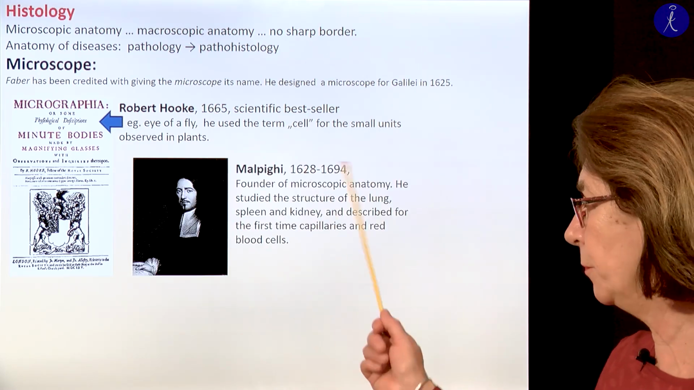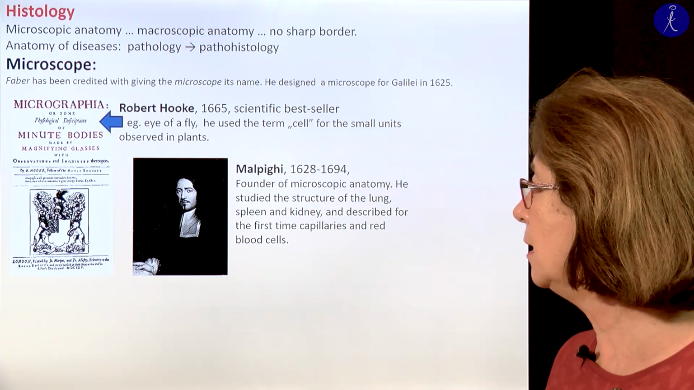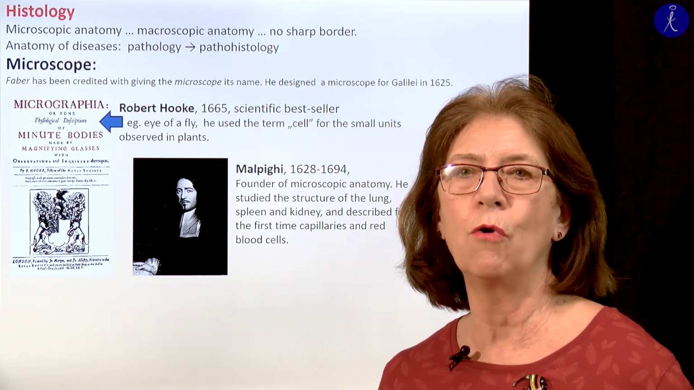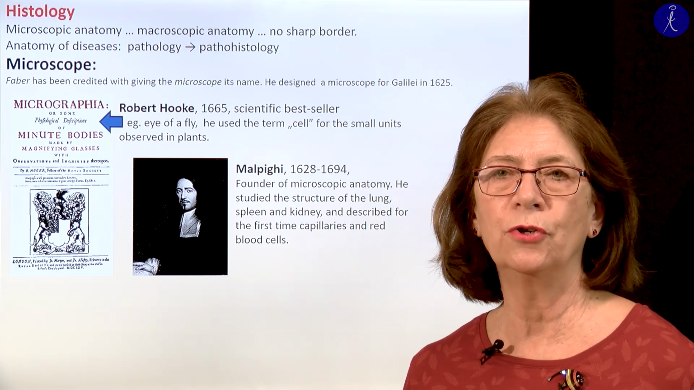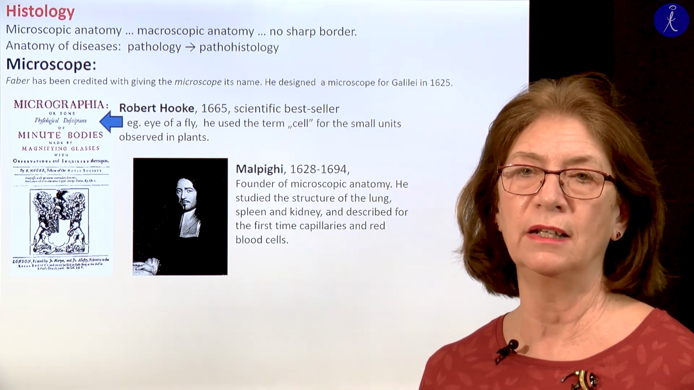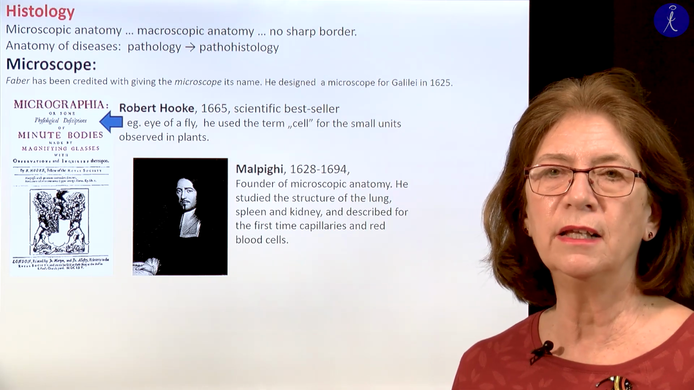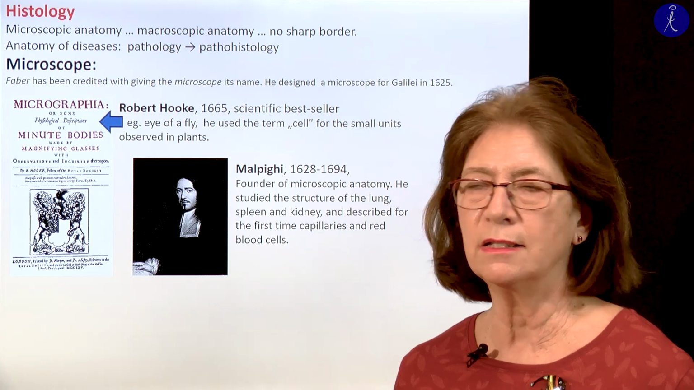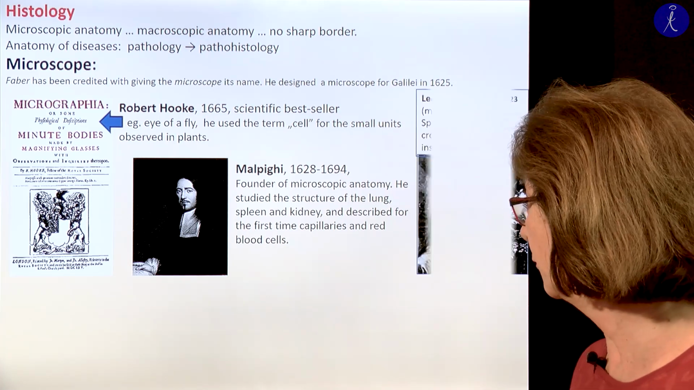And then there was Malpighi. He also lived in the 17th century, and he established histology, what we call histology today. He examined a lot of tissues, and he designed terms that we use even today, like the Malpighian corpuscle in the kidney, or the Malpighian follicle in the spleen. So ever since these terms are used, he was the one who described this for the first time.